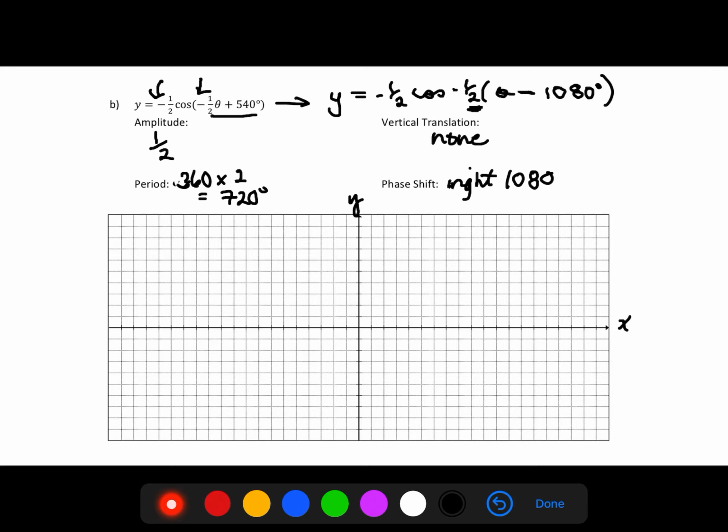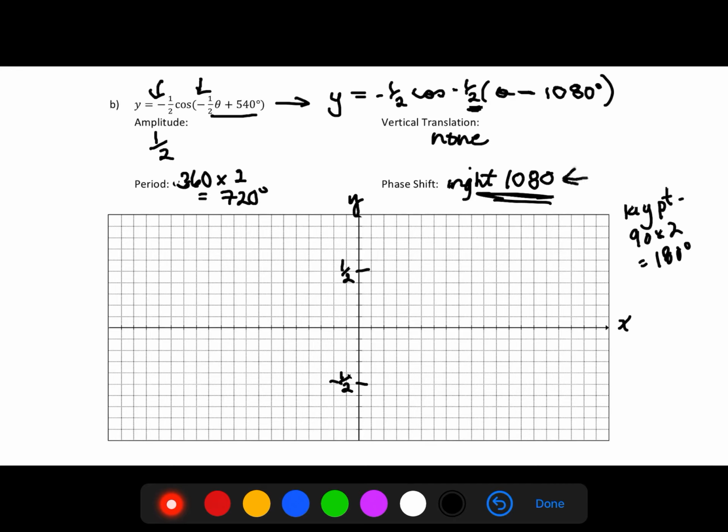So looking at how we're going to scale this grid, we also need to remember that there are 2 reflections here. We have a vertical reflection and a horizontal reflection, so we're going to have to leave space for that, and for moving 1080 as well. So drawing our key points, we want to leave lots of space. We only have to go up to 1/2, down to negative 1/2.